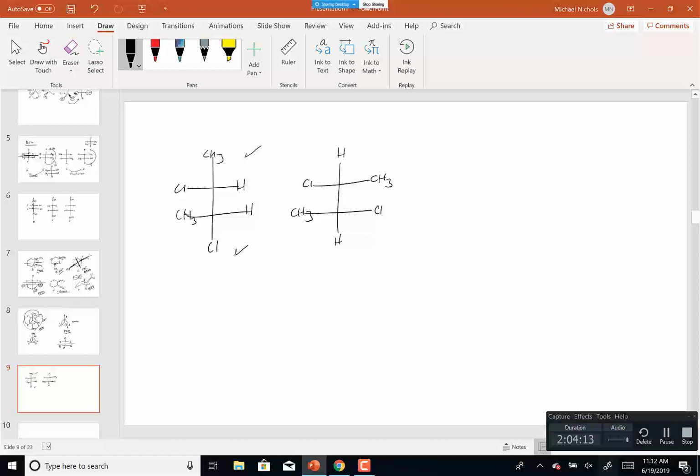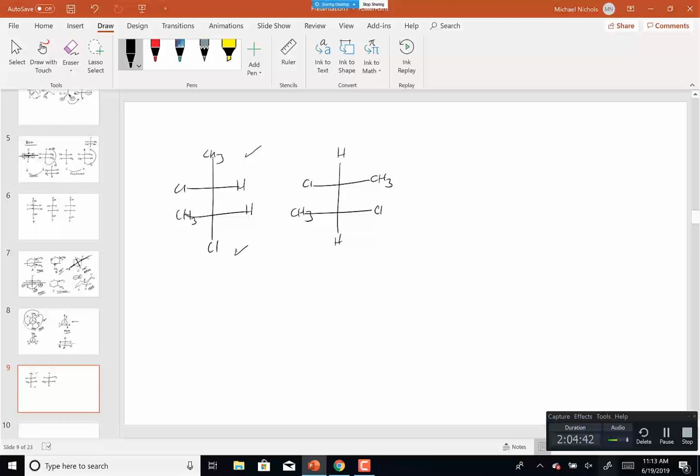So when it can be meso, doing R and S isn't always going to give you the right answer. Because if we went back and looked at the two mirror images, they might have both been RR, but then the mirror image was SS, but then they were superimposable because they were meso. So the configuration doesn't rule out that they're the same two meso compounds.